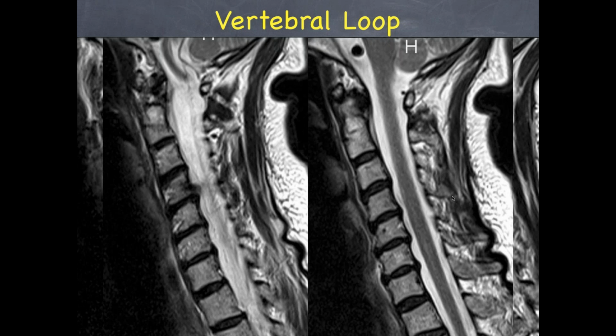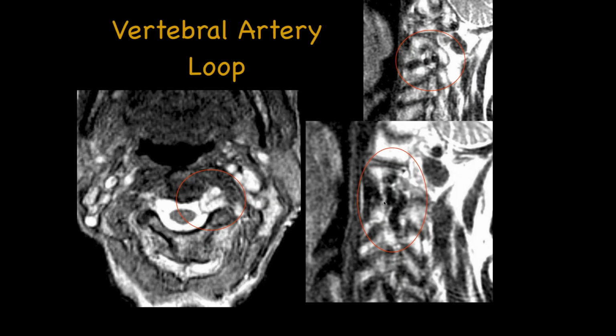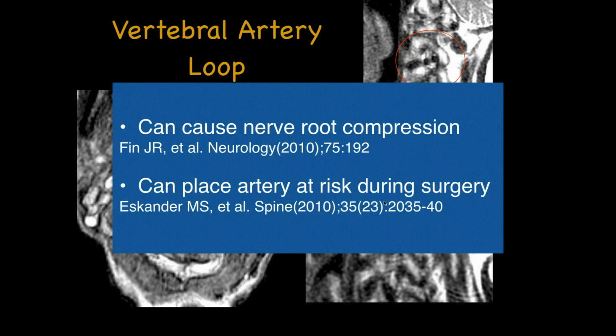This is called the vertebral loop. Here are gradient echo images showing it coming up here. You can get neurologic symptoms at this level due to this. Here's the loop of artery coming in there. Obviously, you want to inform the surgeon before they decide to operate on this, because it's called a vertebral loop. It can cause nerve root compression, and I can assure you it wouldn't be me going in and operating.